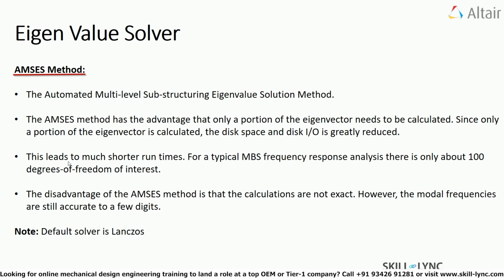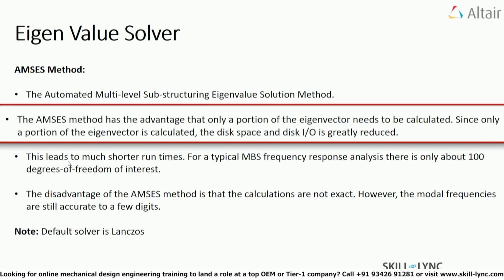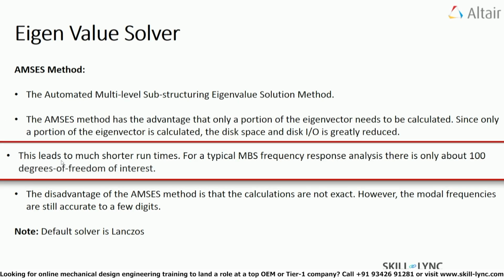Now, let's concentrate on the pros and cons of the AMSIS method. The AMSIS method has the advantage that only a portion of the eigenvector needs to be calculated. Since only a portion of the eigenvector is calculated, the disk space is greatly reduced. This leads to much shorter run times. For a typical multibody dynamics system's frequency response analysis, there's only about 100 degrees of freedom of interest.